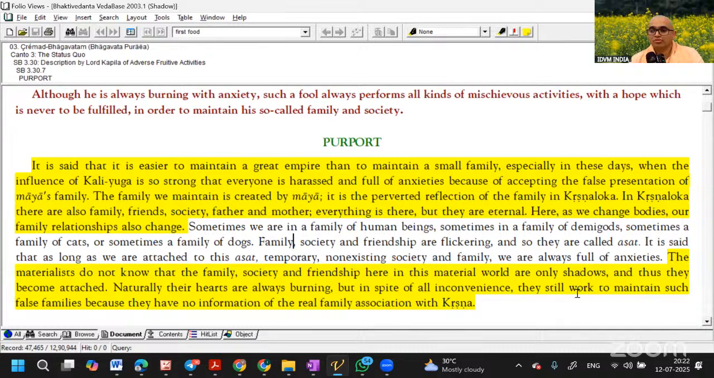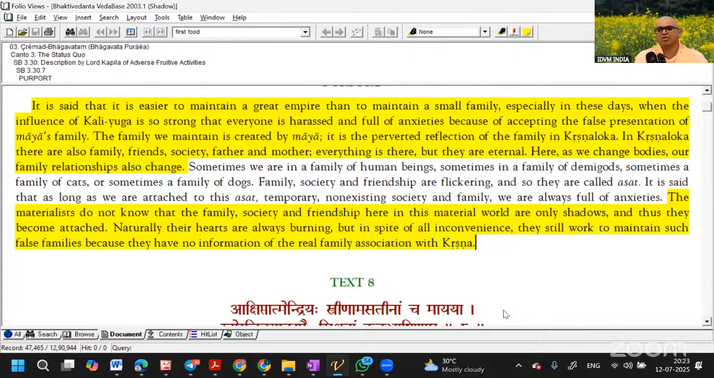So naturally, their hearts are always burning, but in spite of all inconvenience, they still work to maintain such false families because they have no information of the real family association with Krishna. Only sadhus will be giving them this information. That's why preaching is very important. No other way will save this society. No. Only this.